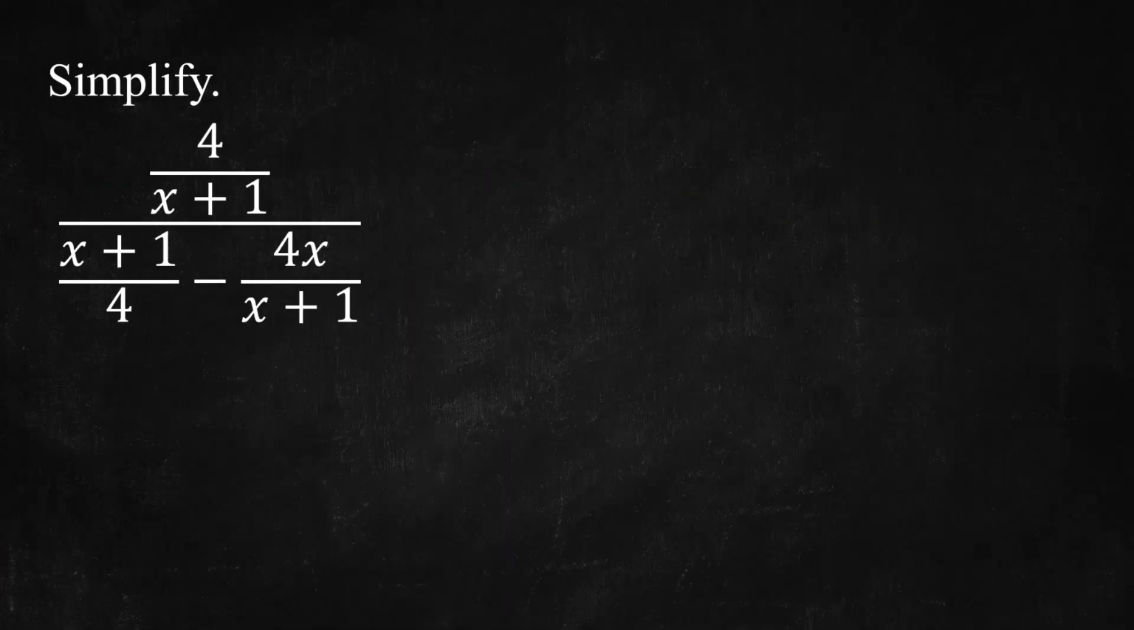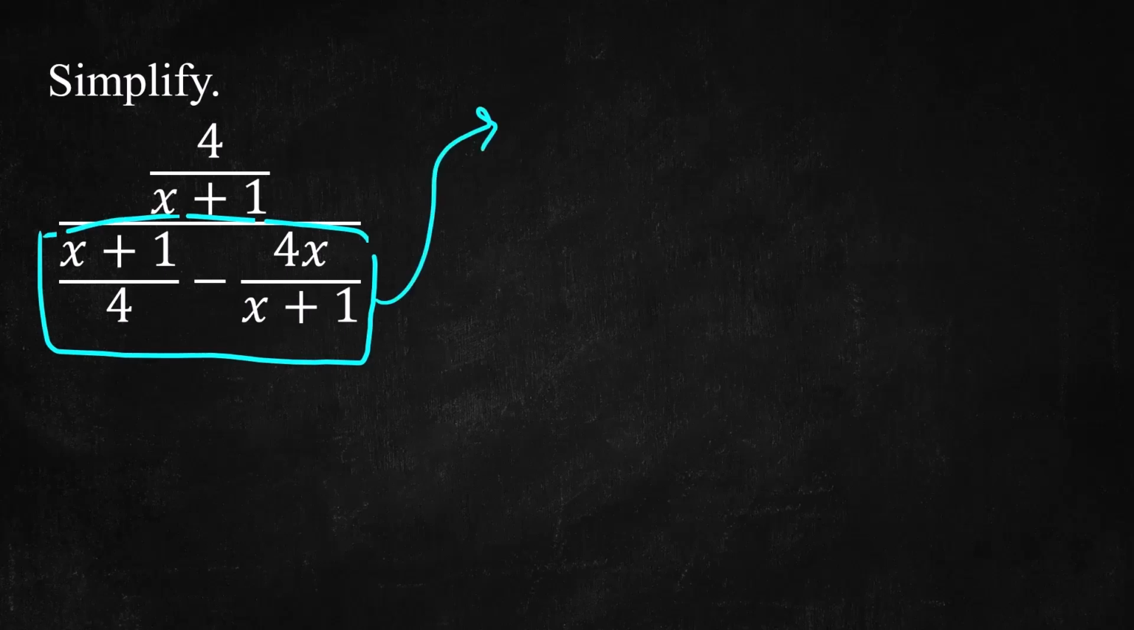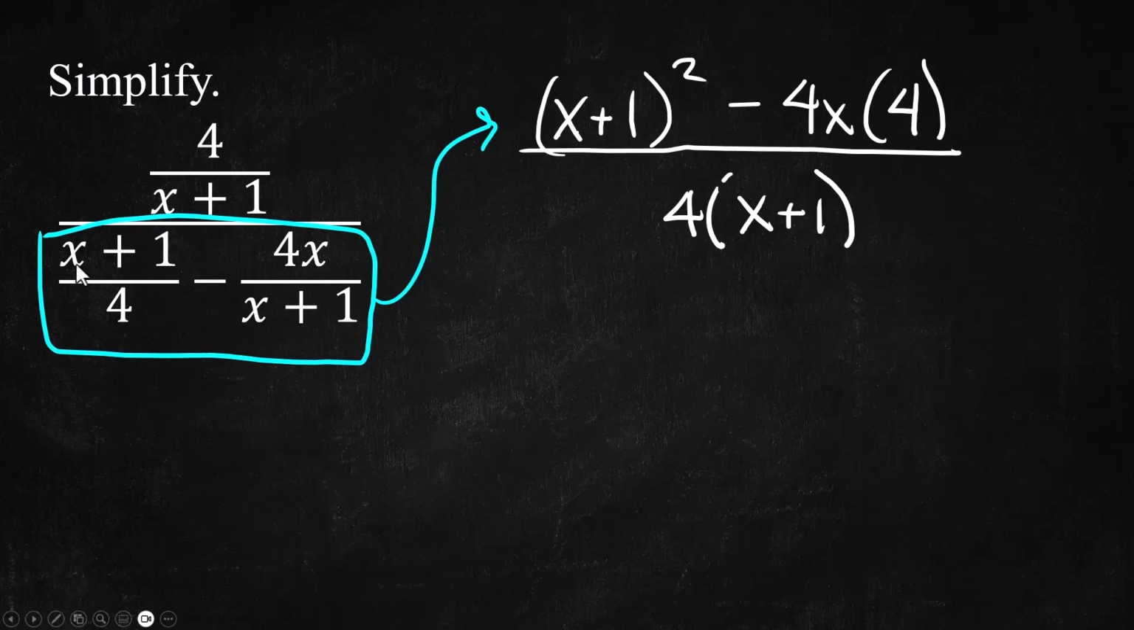Complex fractions. Yeah, they certainly are. Okay, I'm going to work with this denominator first because this is 2 things being subtracted like the problem we just did. X plus 1 times x plus 1 is x plus 1 squared. This 4 times this 4x is -4x times 4. And then I multiply the denominators together, which would be 4 times x plus 1.